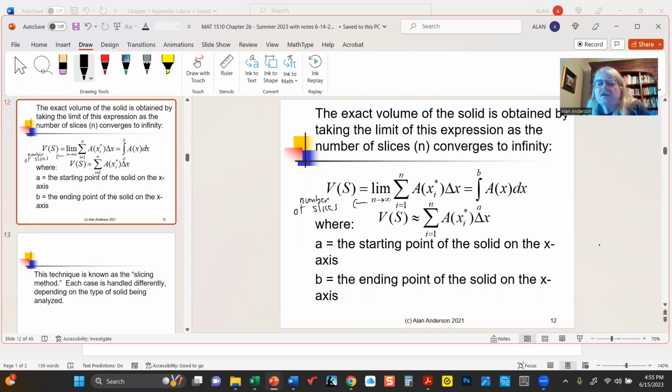So basically the strategy with any volume is to figure out the correct cross section. Remember, the whole thing is based on the area of that cross section.